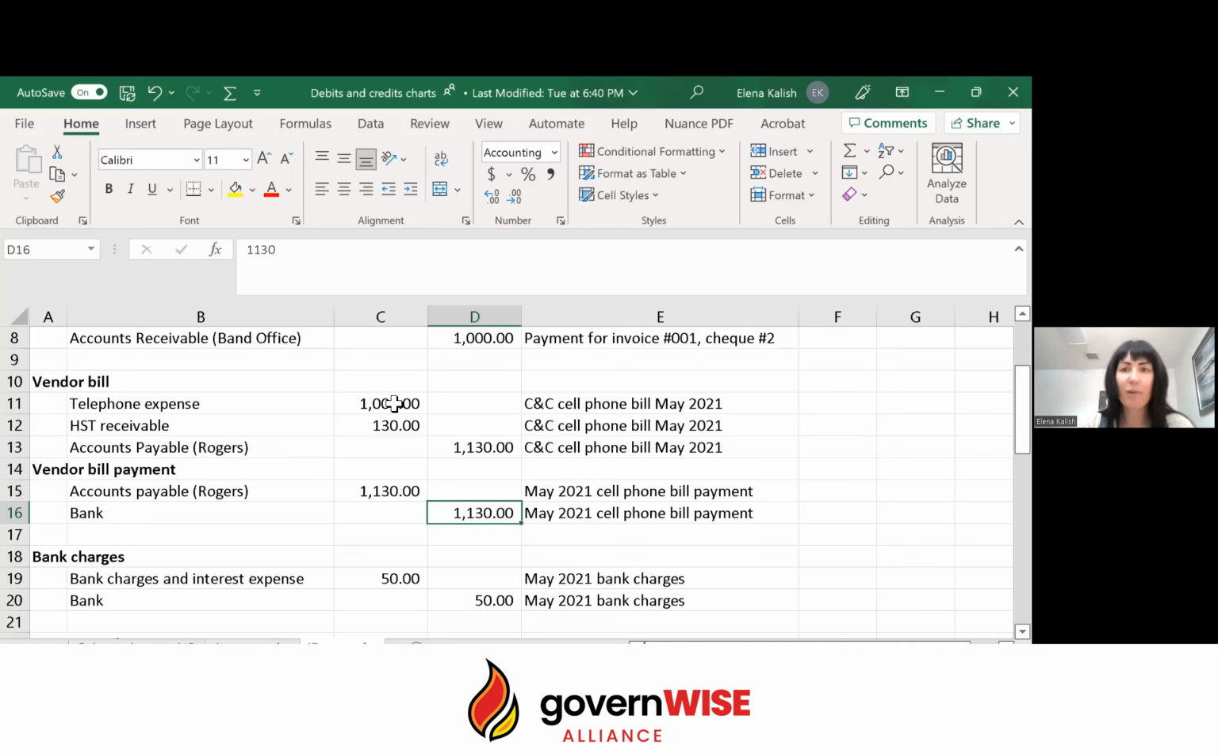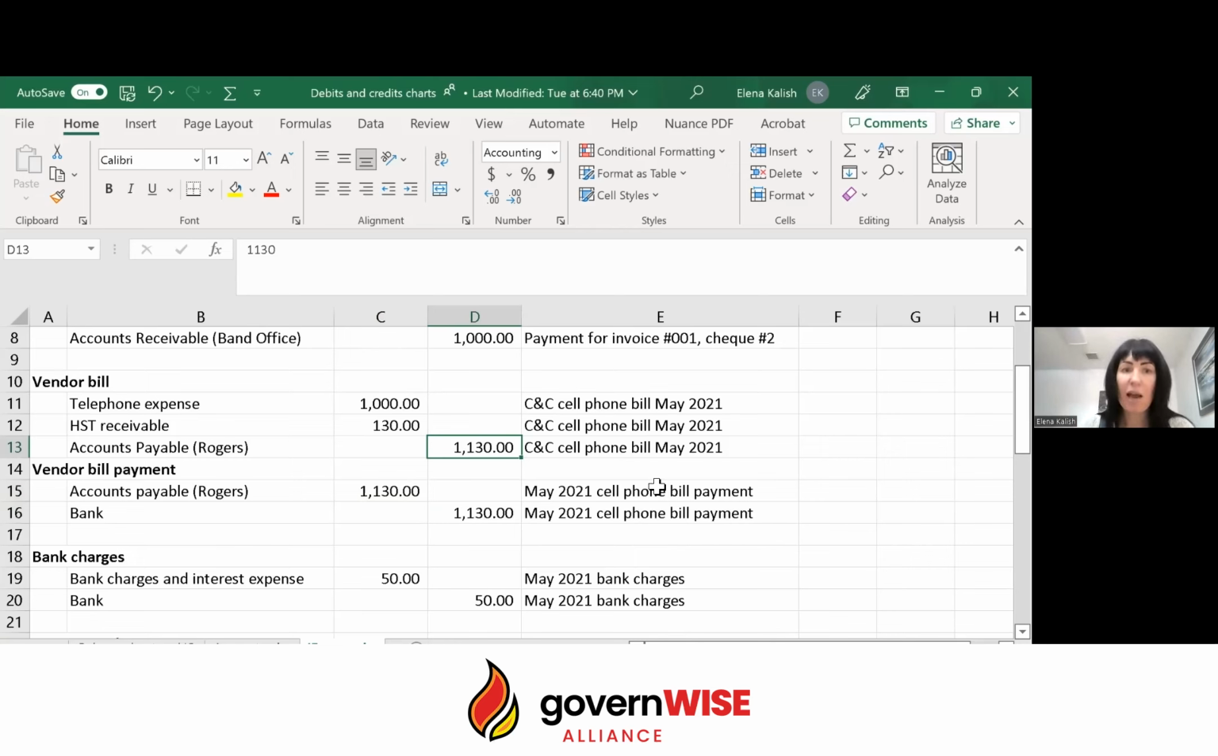So what happened here? We have to increase telephone expenses. We have to increase HST receivable because it's our asset. We will recover it with our next HST return. And we have to increase accounts payable, right? Because we're not paying yet, so we owe that money to Rogers in this case.